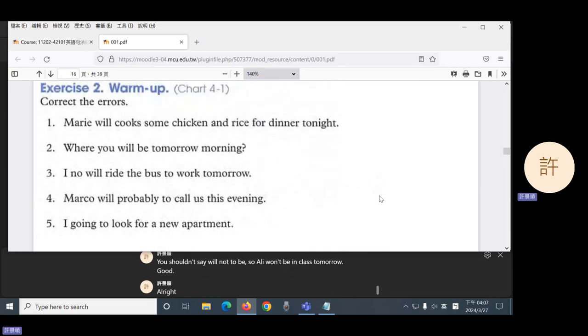All right, another 5 imperfect sentences. I'll give you 3 minutes.